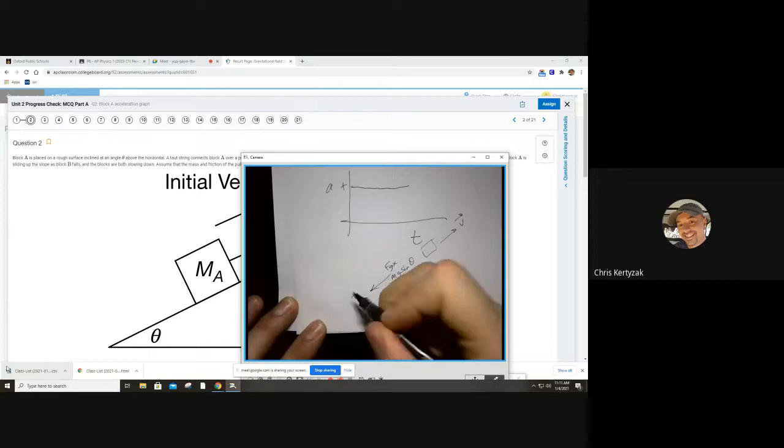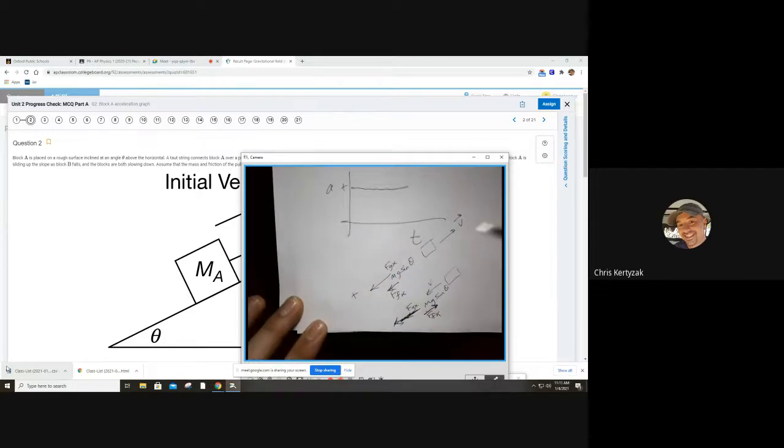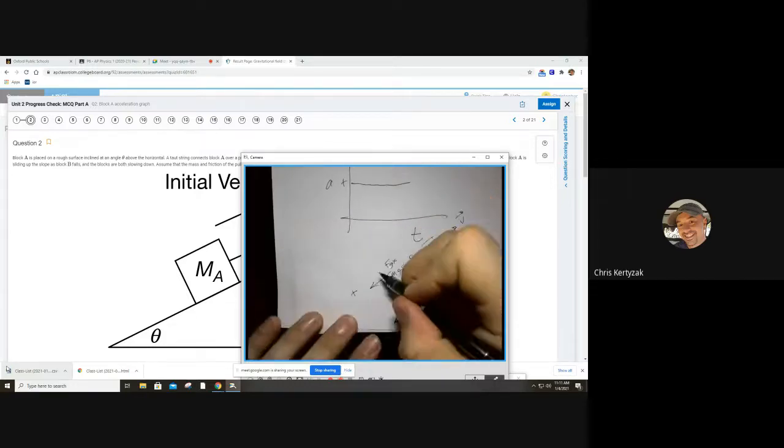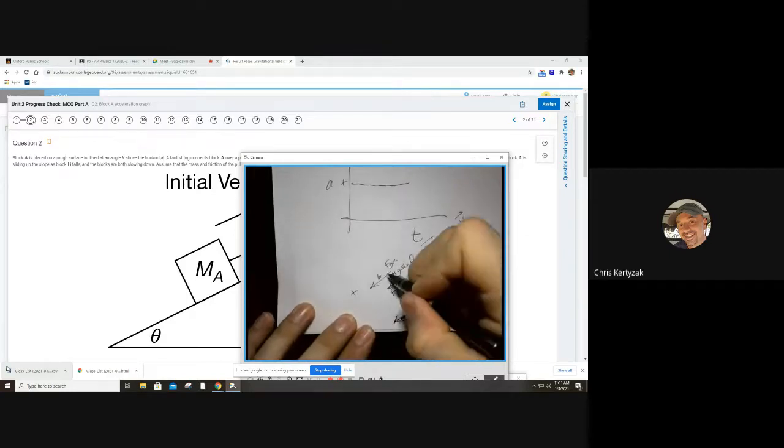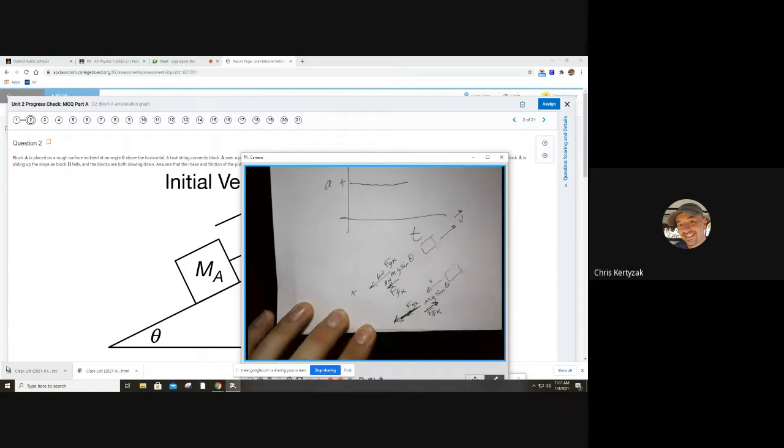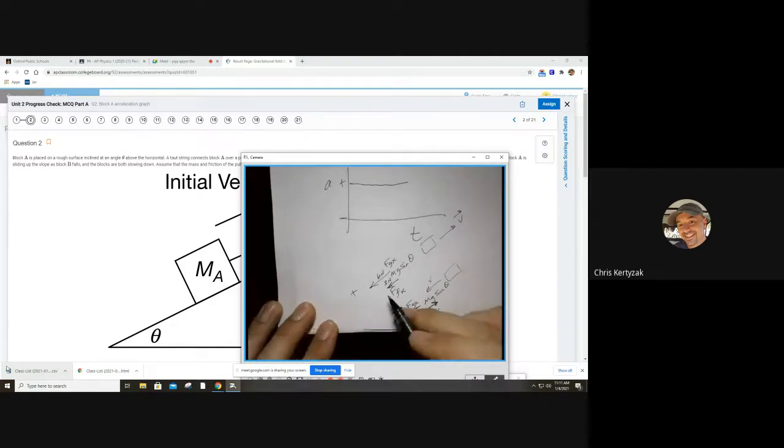If we call down positive, let's put some numbers here to make sense of that. Let's say this was 6 newtons, and this was 3 newtons of friction force. Then what would the net force be? In this scenario, the net force would be 9 newtons because they're in the same direction.